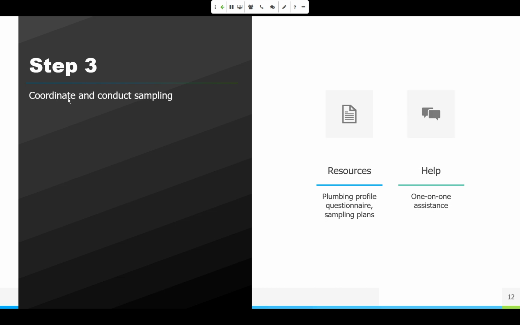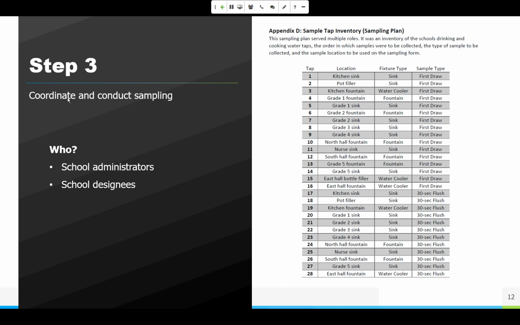And then the next step, we coordinated and conducted the sampling. During this phase, our audiences were the school administrators and the school designees, the trained school personnel Michelle was referring to. We provided them resources using the EPA's 3Ts guidance, and gave them the plumbing profile questionnaire as well as sampling plans. An important step here is we also provided one-on-one assistance, going out to the schools and helping them fill out the plumbing profile questionnaire, develop the sampling plans, and showing them how to do the first draw samples as well as the flush samples. And this here is an example of the sampling plan.